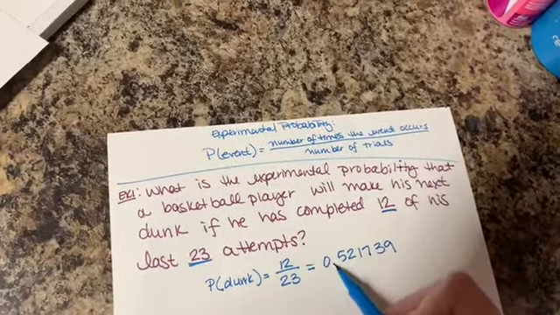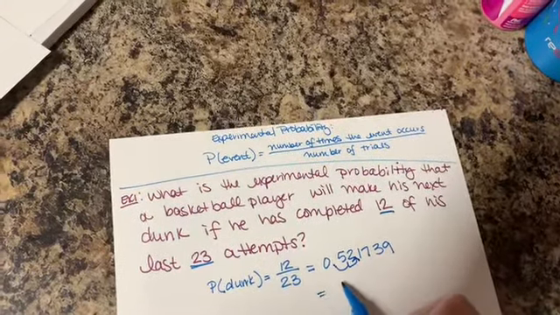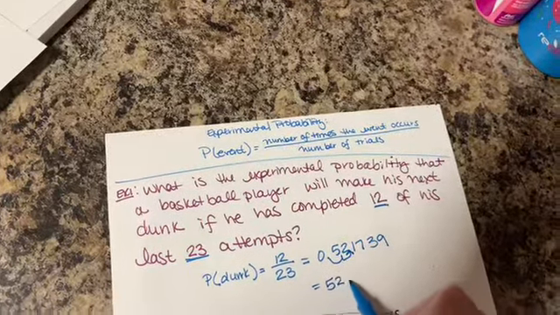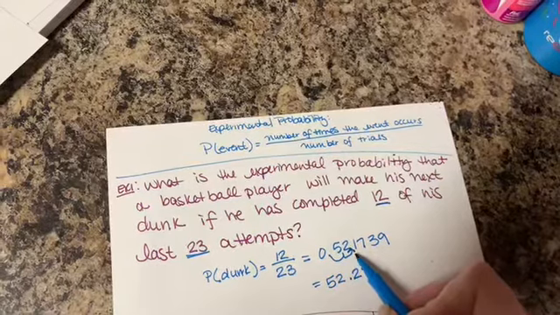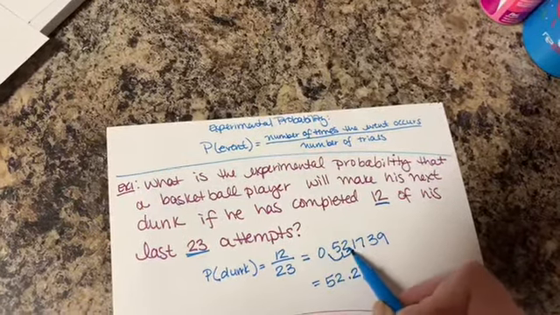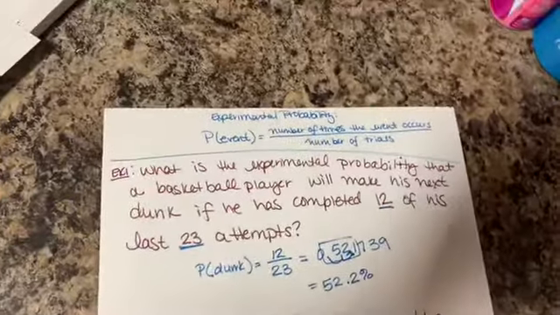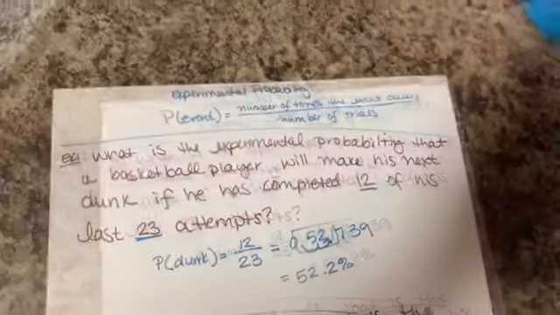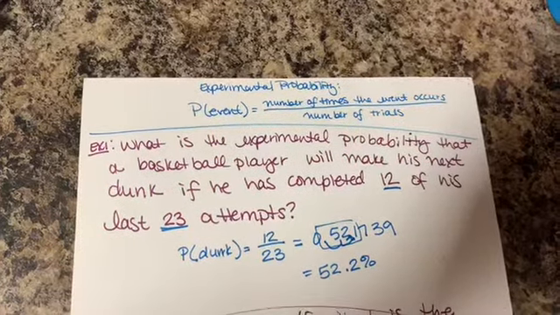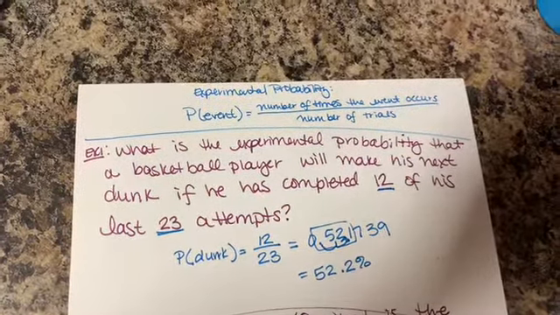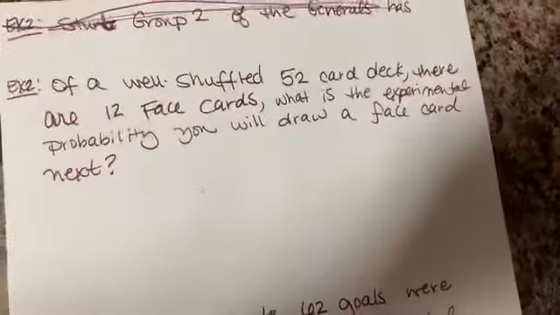So you want to move your decimal 2 places to the right, and this is 52.2%. So when you move your decimal over, I want you just to round to the tens place. So that's 1 place past the decimal. And so like 52.2%, what does that mean? That's almost half, right? 50% is half, so he makes it a little bit more than half the time. Okay, so let's look at example 2.